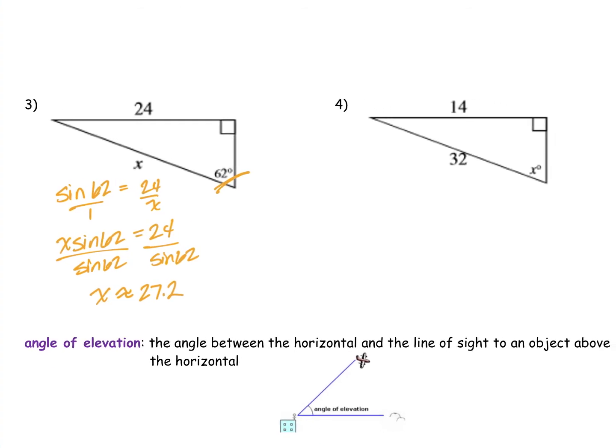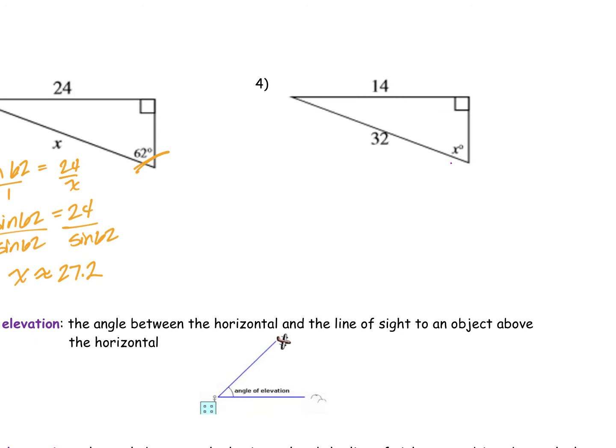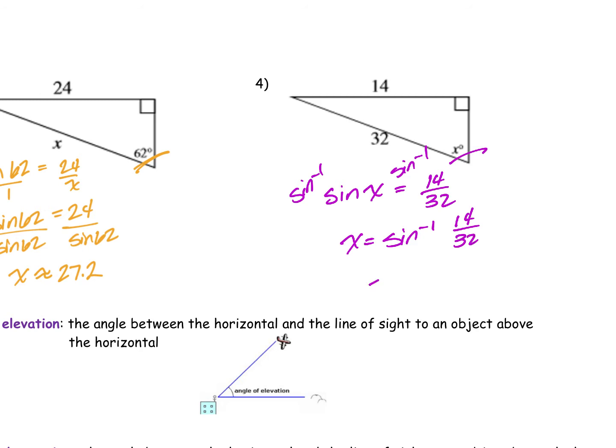Okay. And then the last warm-up problem, here's my angle. Sine of x is going to be equal to 14 over 32. Inverse, because I'm looking for the angle. So x is going to be equal to the sine inverse of 14 divided by 32, which is approximately equal to 25.9 degrees. Is there any questions on any of those? You guys okay? Awesome.